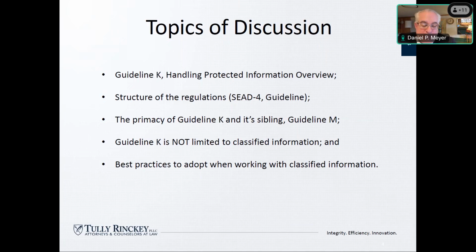And Guideline M, misuse of information systems, is sort of adjunct to K because with the rise of the internet, with the rise of cloud systems, network systems, we know that classified information can be especially vulnerable electronically. And so that was added as technology started to increase the ways we could access information.